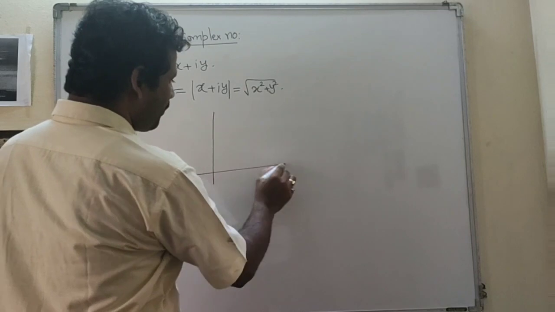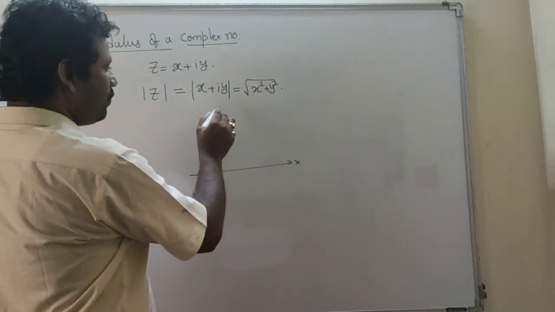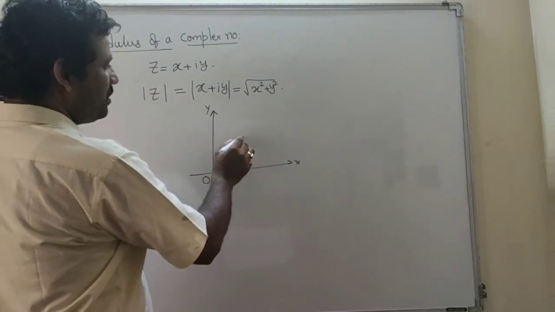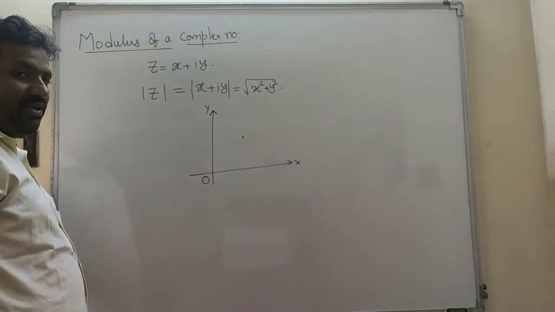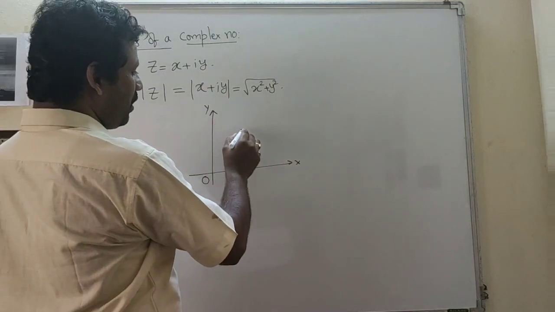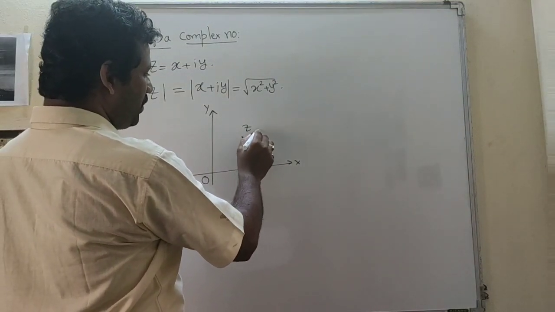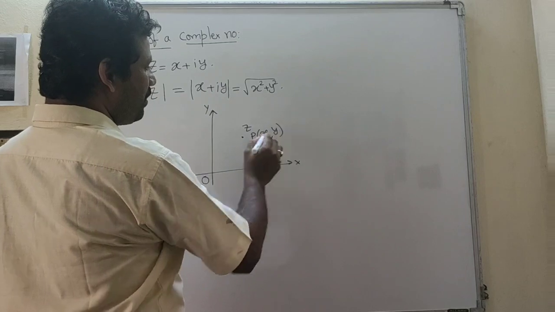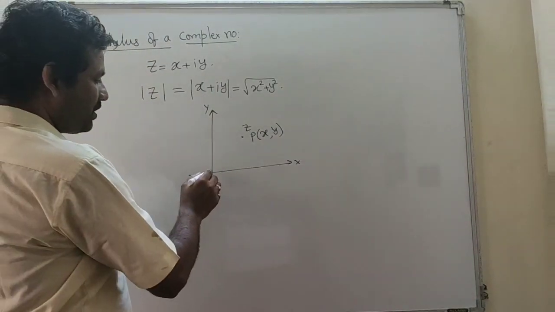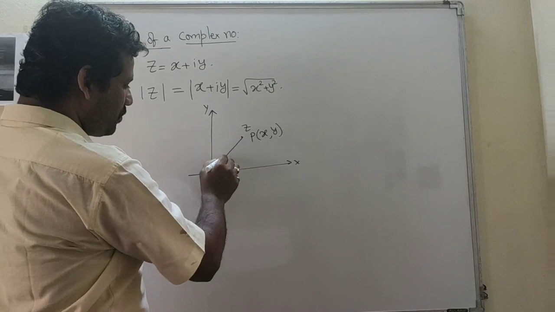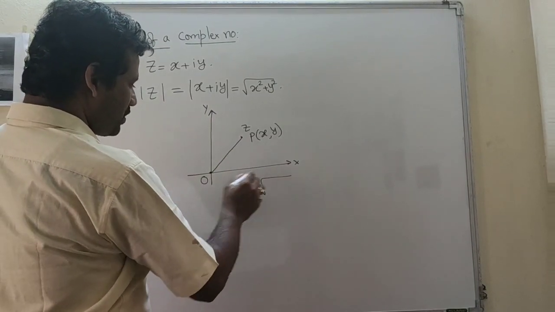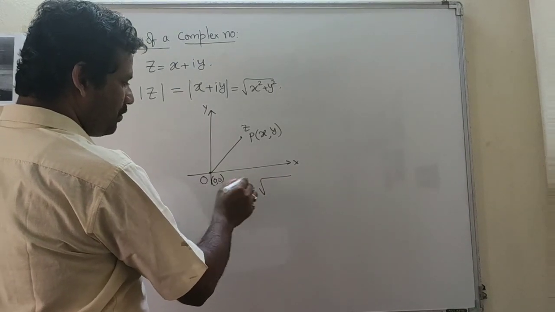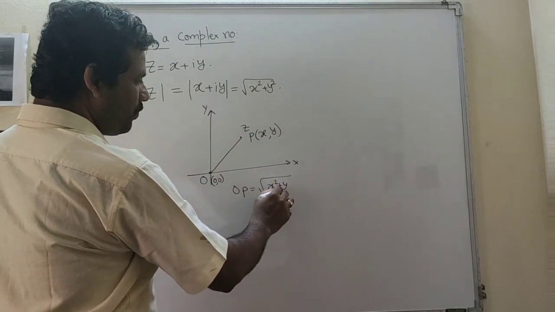But geometrically, what does it mean? Let us see this one. X axis, y axis, origin. This is the complex number z equal to x plus iy. Every complex number can be put in the form of a point P of x comma y. What is the distance from origin to the point, OP? Square root of x square plus y square, where the origin is 0, 0.